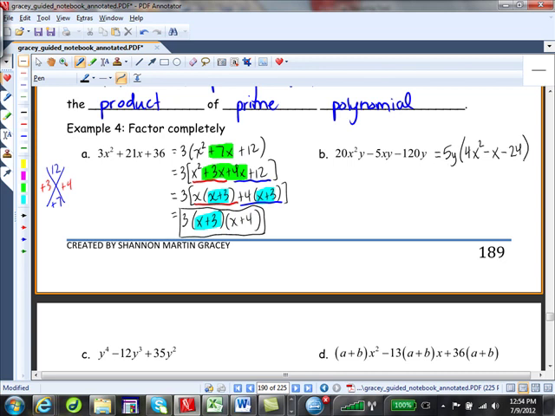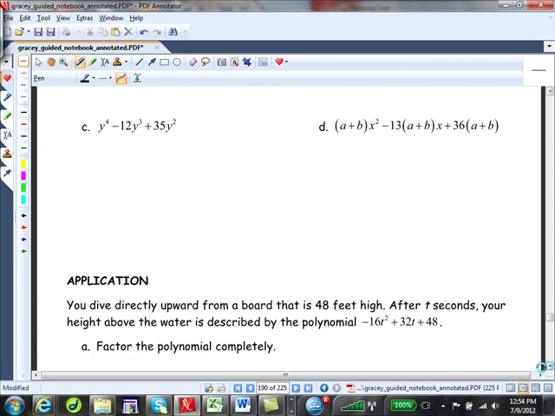Now in coming sections we will be looking at what happens if we have a coefficient other than 1. It turns out that 4x squared minus x minus 24 is prime, so we're actually done. This one was just factoring out the GCF. Okay. Let's take a look at part C.